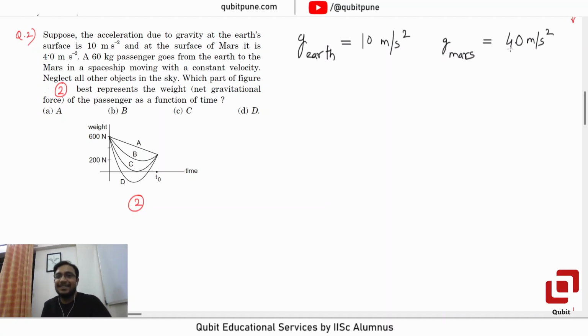Do you remember that? Just an additional info. It is g by 6. So around a sixth of 10. That is on the moon, 1 point something.